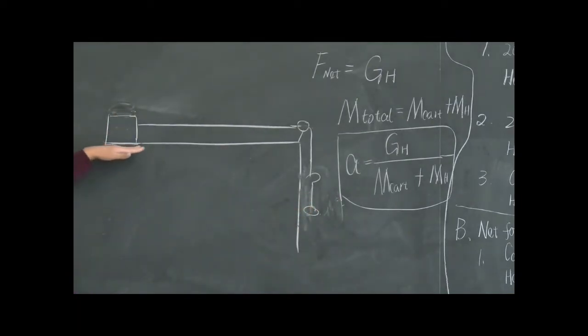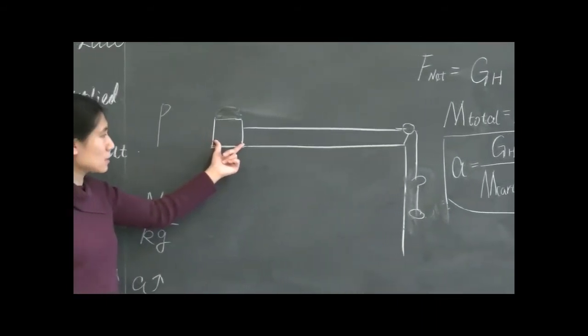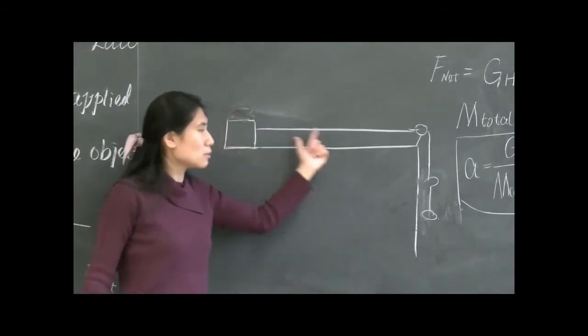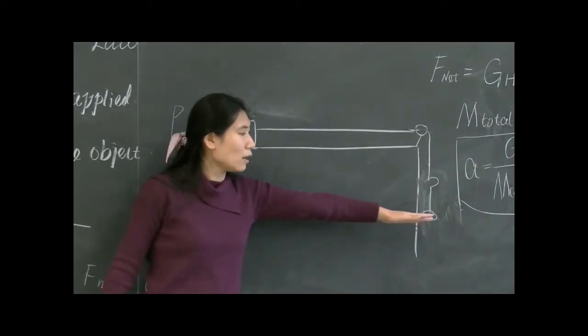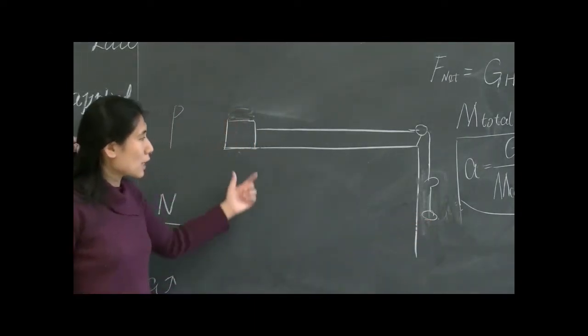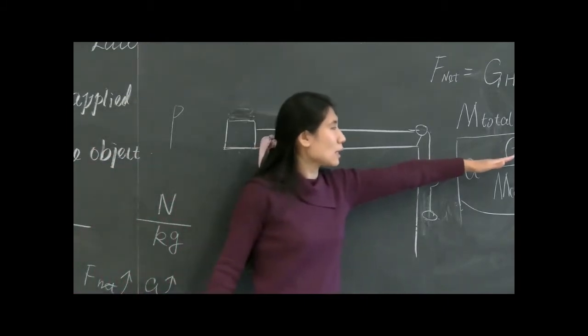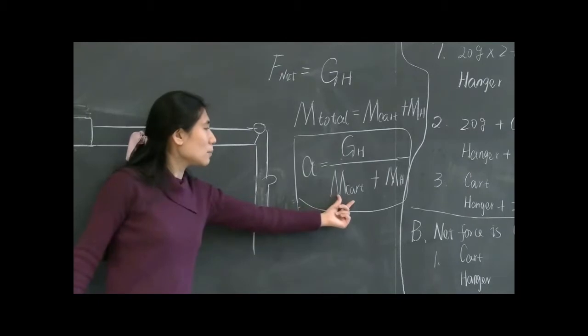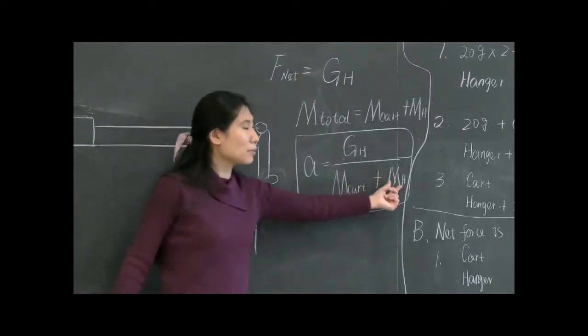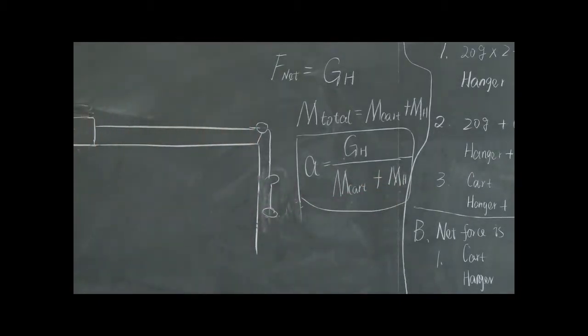In the first setup measurement, we just use this cart without attaching any extra masses. So we run this measurement and measure what is the acceleration for this system. So the acceleration will equal to the net force from the gravity force of the hanger divided by the total mass of the cart plus the total mass on the hanger.